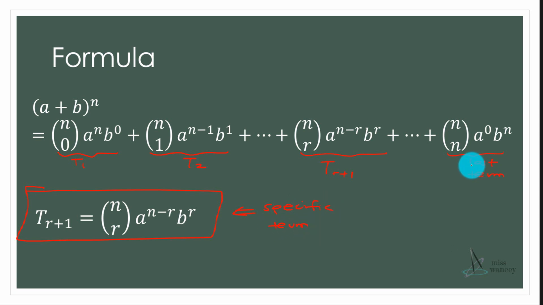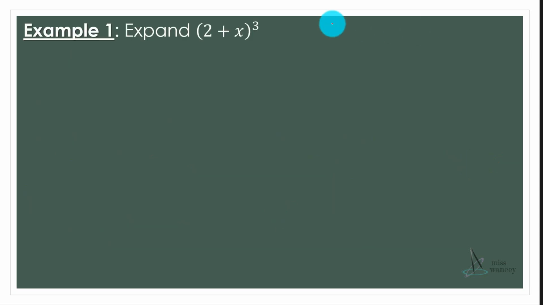Okay, so let us go to the first example. We should expand 2 plus x to the power of 3. So we will start with finding out what is a, b and n. So a is equal to 2, b is equal to x, and n is equal to 3. So we will start with nC0 first. So 3C0, and then simply leave another 2 brackets. We are going to write down the a and b after this.